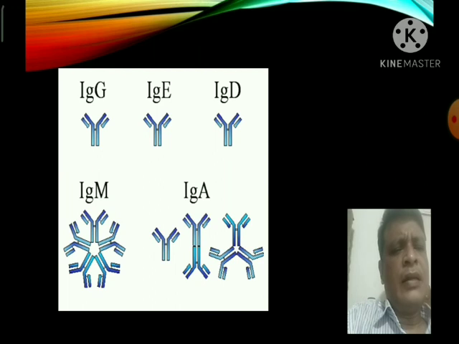Now look at the figure here. This is the IgG. IgG is a monomeric form. IgE is also a monomeric antibody. IgD is also monomeric. But in the case of IgM, it is pentameric, and in the case of IgA, it is monomeric and dimeric, and sometimes also trimeric.